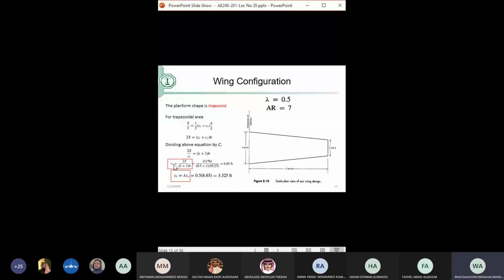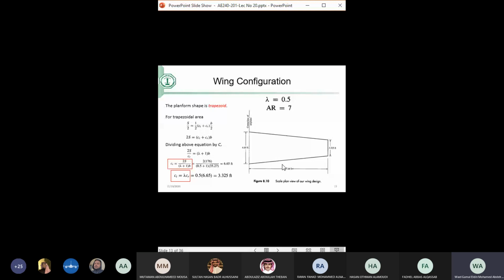So I can use the final answer here. The chord root is equal to twice the wing area, which I know, 176, divided by 1 plus the taper ratio, that's 1.5, and the span is 35. So I know now that the root chord is going to be 6.6 feet, a little bit more than 2 meters. And since the taper ratio is 0.5, that means this chord here is going to be half that one. So it's going to be half times 6.6, 3.3 feet.